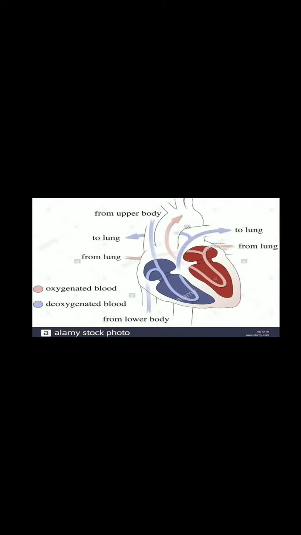So on the right side of the heart, it's blue in color, denoting that it is made up of deoxygenated blood. And on the left side, it is red in color, denoting that it is oxygenated blood. So oxygenated blood is pure blood, which could be found in the right side of the heart, and deoxygenated blood is impure blood, which is found in the left side of the heart.